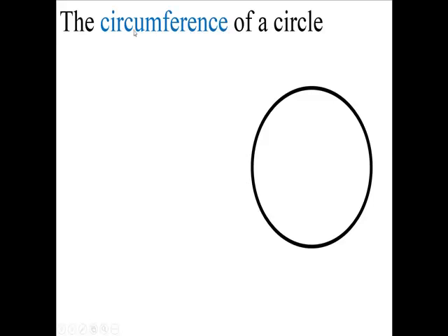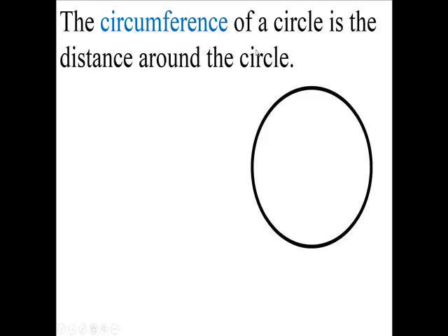In our studies of circles, we want to know about the circumference of a circle. What is the circumference of a circle? Well, that would be the distance around the circle. If we could straighten this distance out and measure it and find the distance from here all the way around to here, that would be the circumference. So it's the distance around a circle.